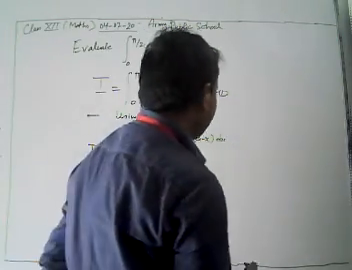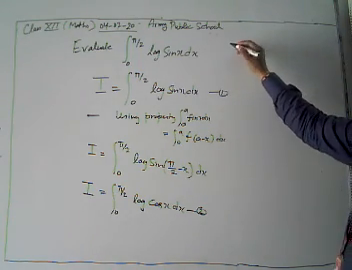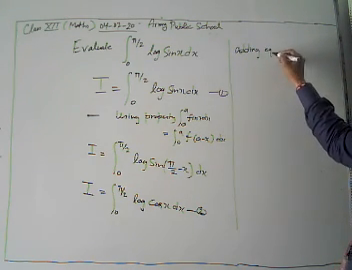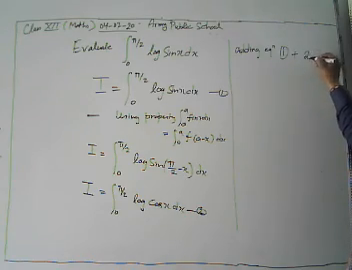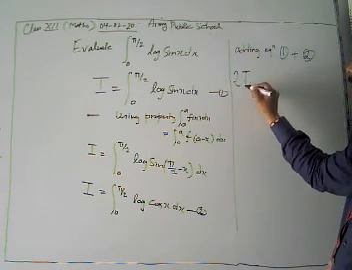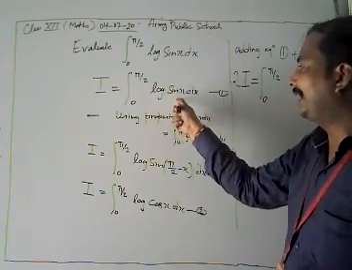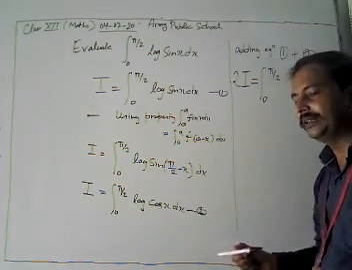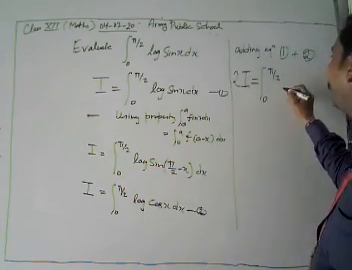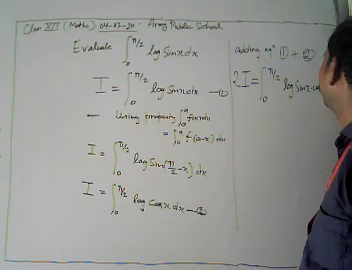This is our equation 1, and this is our equation 2. Then we are going to add equations 1 and 2. What we have: I plus I, 2I, is equal to the integral from 0 to pi by 2 of log sin x plus log cos x. Log m plus log n can be written as log of m into n. Then we have log of sin x into cos x dx.